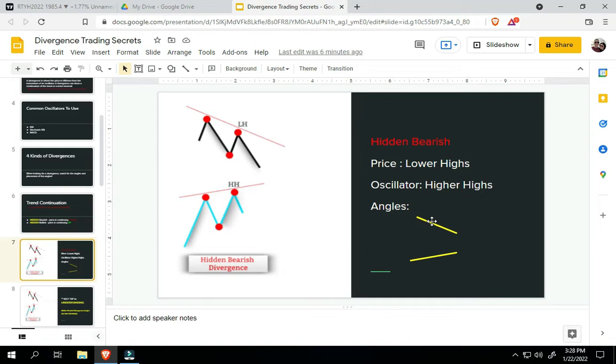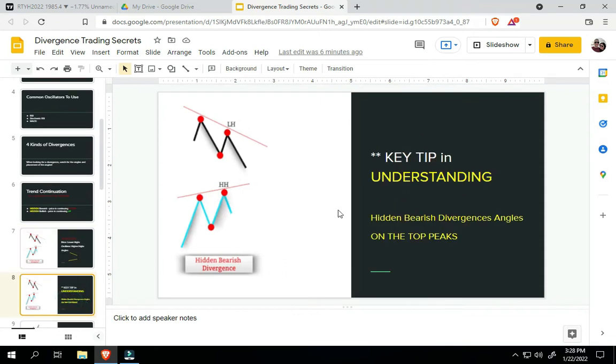Now, when we're talking about the key tip in understanding your hidden bearish divergence, your angles are going to be shown at the top, on the top peaks of both your oscillator and the price action.